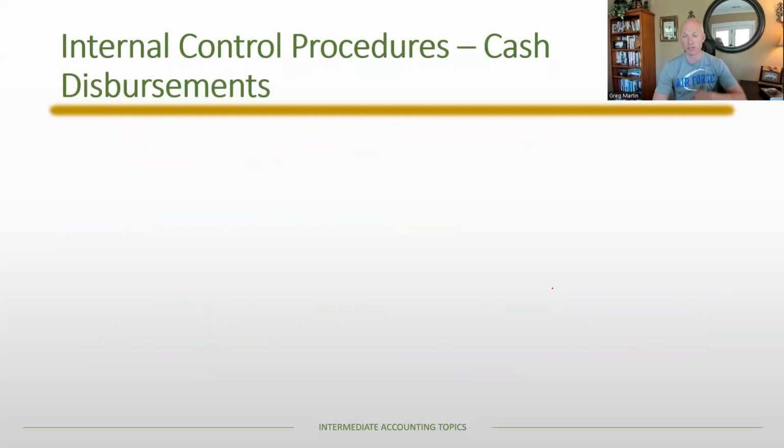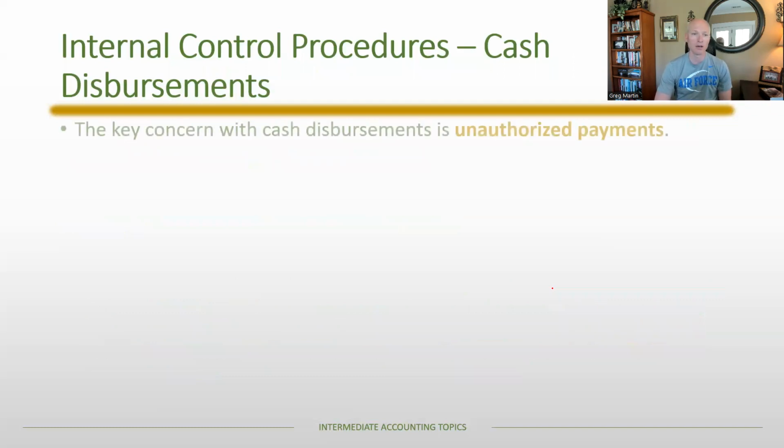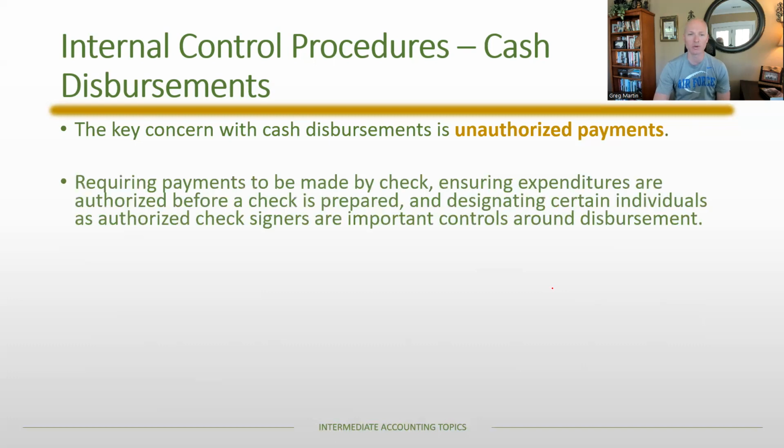All right, so disbursements. So now we're talking about payments. And so the key concern here is unauthorized payments. In other words, whenever there's a payment, like for utility bills or whatever, you want to make sure that it's the company's utility bills and not the CFO's personal utility bills. And so how do we control for that? One way you can do it is that that payment should be made by check. That way there's a paper trail.